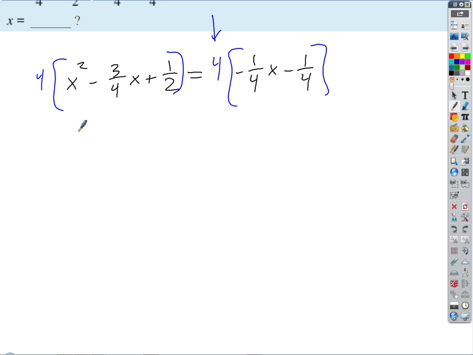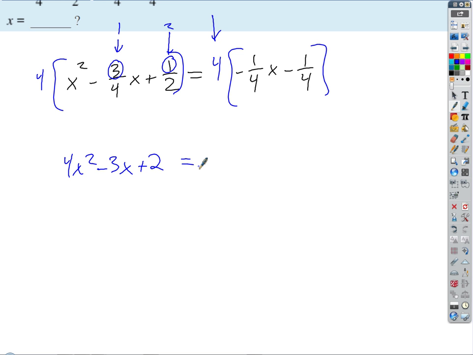when I distribute it to this first term, we just get 4x squared. But when I distribute it to the second, instead of multiplying the 4 by the 3 and getting 12 divided by 4, instead, we'll say 4 over 4 is 1, and just multiply that by the denominator. See what I'm saying? So that gives us minus 3x. 4 over 2 is 2, which we multiply by the numerator, right?